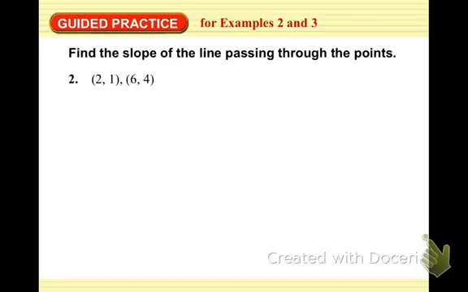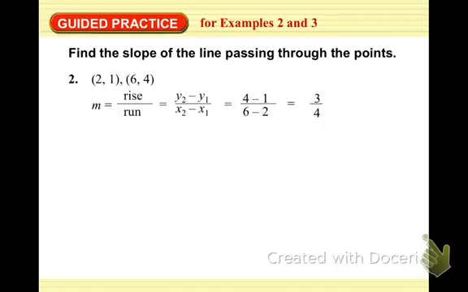So let's give it a try. Here are 2 points. Again, you can call the first one point 1, the second one point 2. You will be using the rise over run, which is the change in the y coordinates over the change in the x coordinates. So y2 would be 4, y1 would be 1, x2 would be 6, and x1 would be 2.